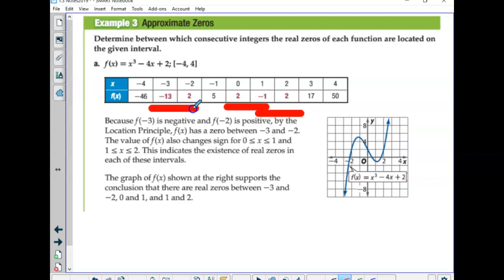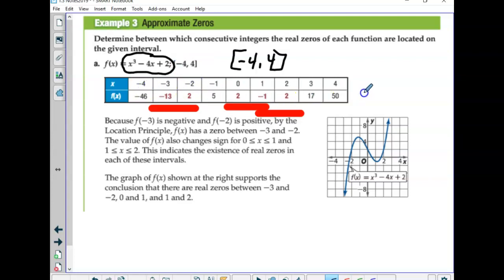The next section is on approximating zeros, and this is an old school by hand kind of thing, or it can be a calculator thing to look for hidden behavior. If you put in an equation like this, x cubed minus 4x plus 2, the directions say determine between which integers the real zeros of this function are located, and it gave us an interval from -4 to 4. So I would have put this in my calculator and my y equals, and then I would have looked at the table.